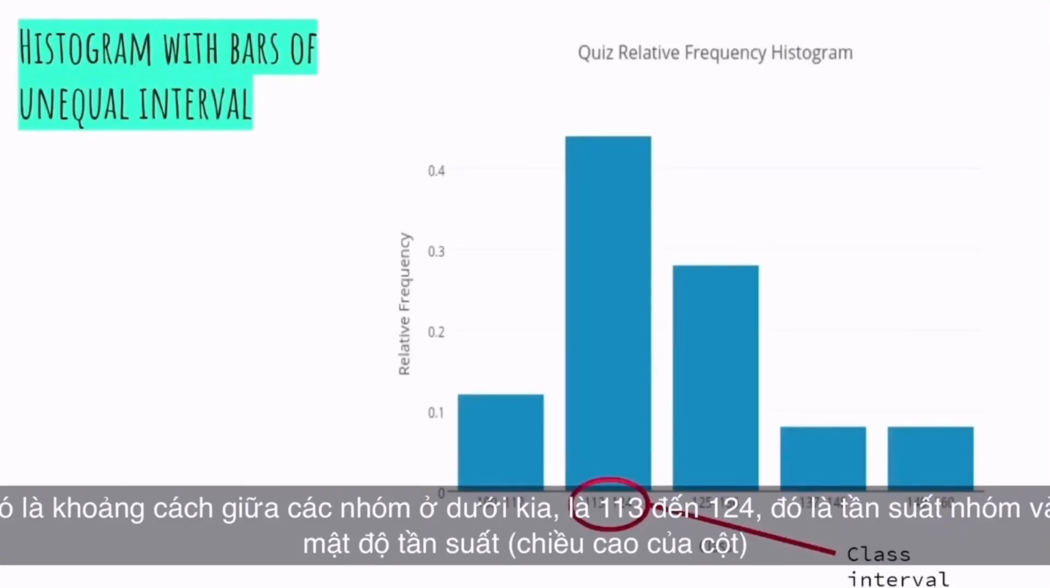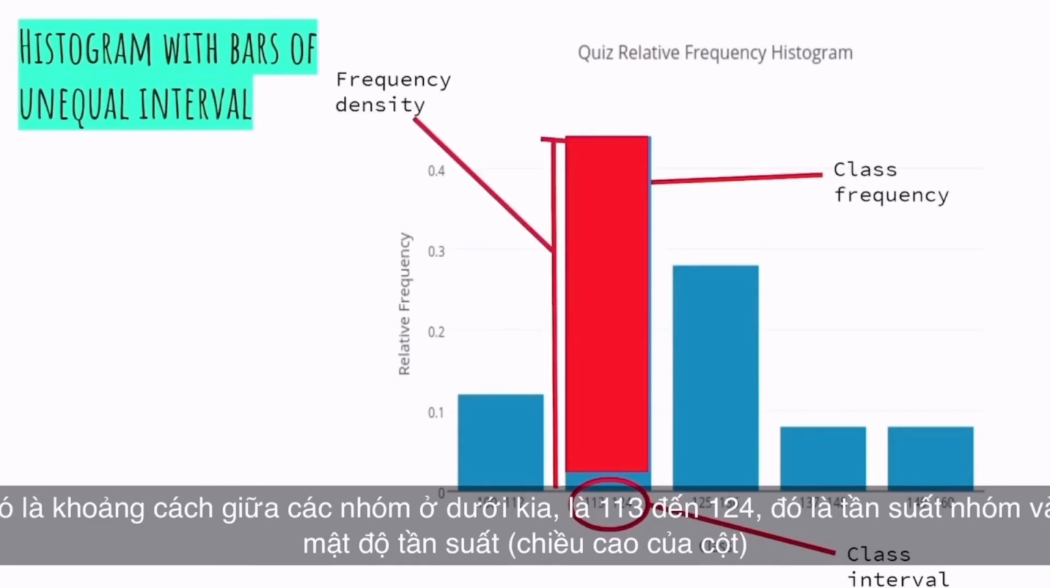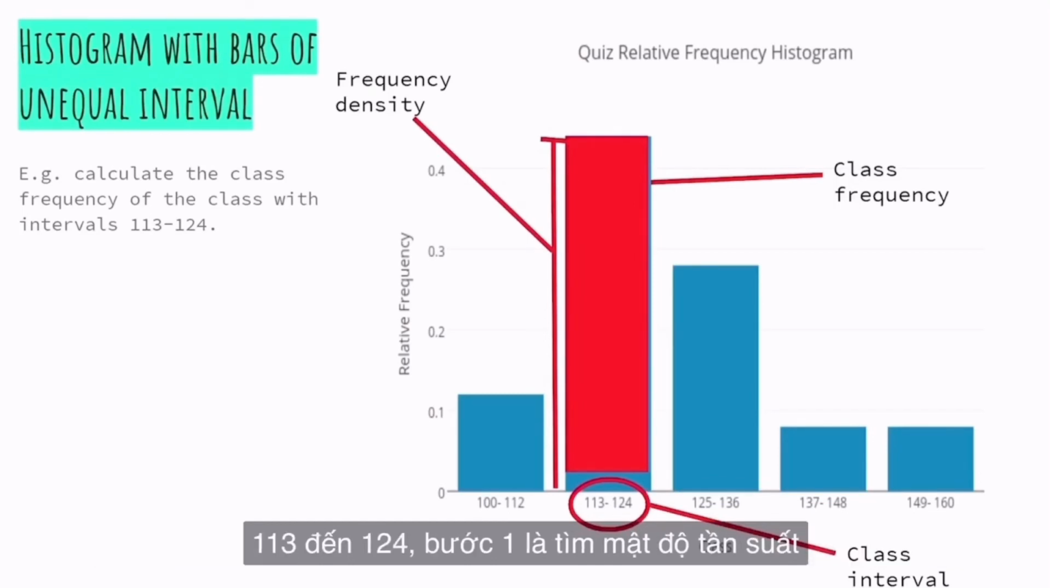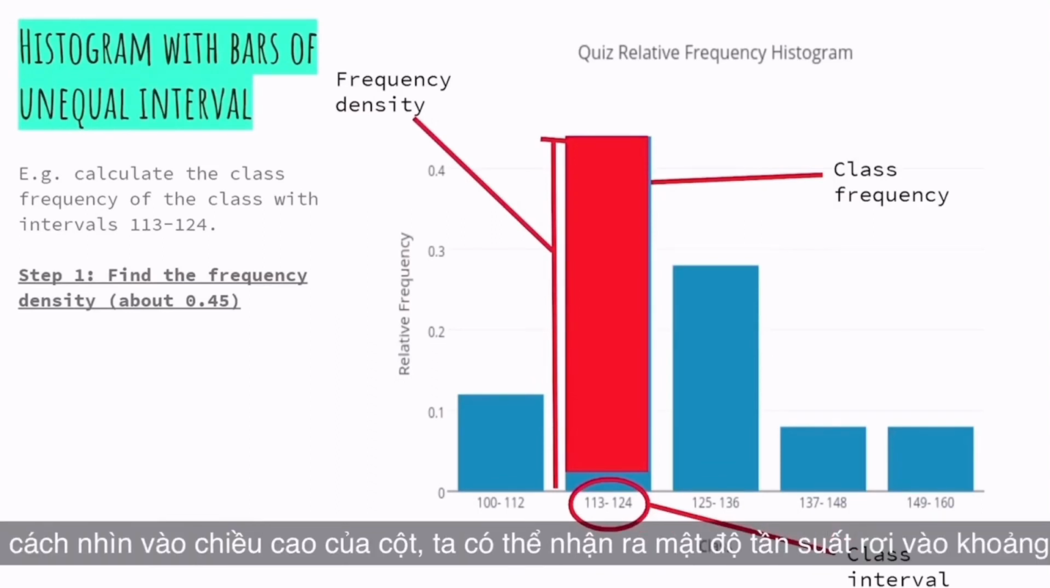So that is the class interval down there. It is 113 to 124. That is the class frequency, and that is the frequency density, the height of the bar. So here's an example. Calculate the class frequency of the class with interval 113 to 124. Step 1 is to find the frequency density. By looking at the height of the bar, we can see that the frequency density is about 0.45.